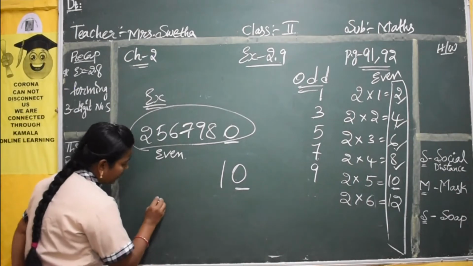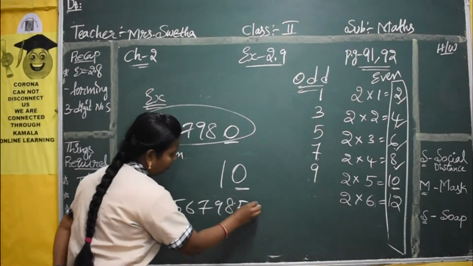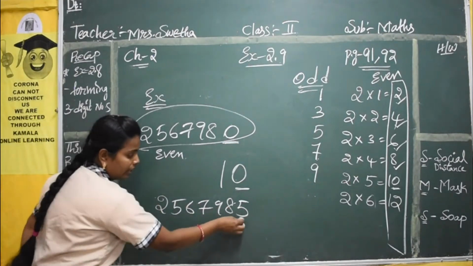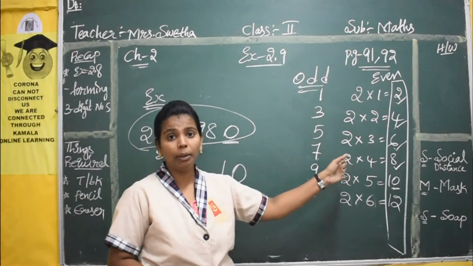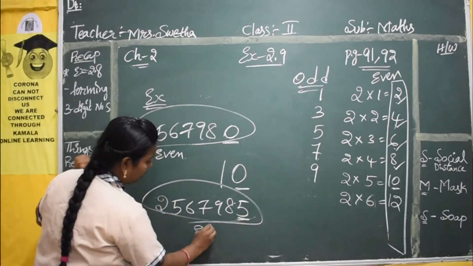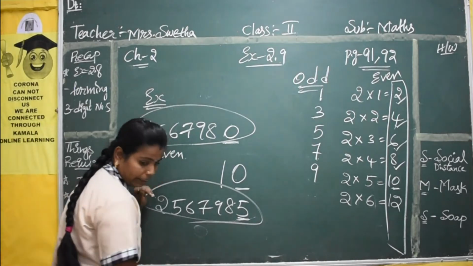Okay. See this same number: 2, 5, 6, 7, 9, 8, 5. See, I have changed only the last digit to 5. See this last number 5. Yes, is it an odd number or an even number? It is odd. So this complete set of numbers will become odd. Okay. This is about odd numbers and even numbers, children.